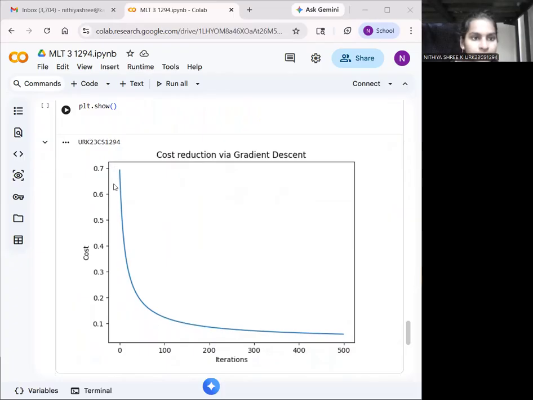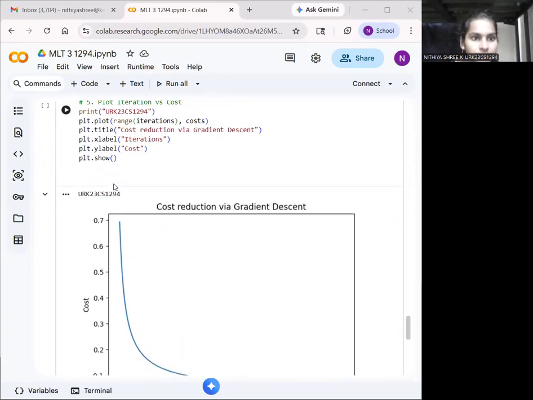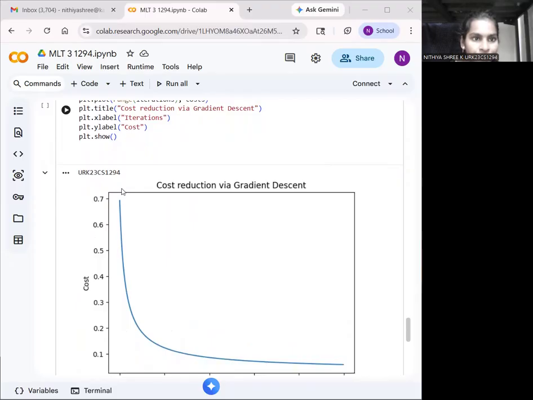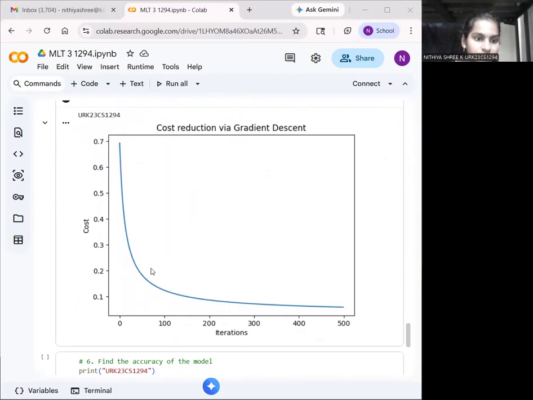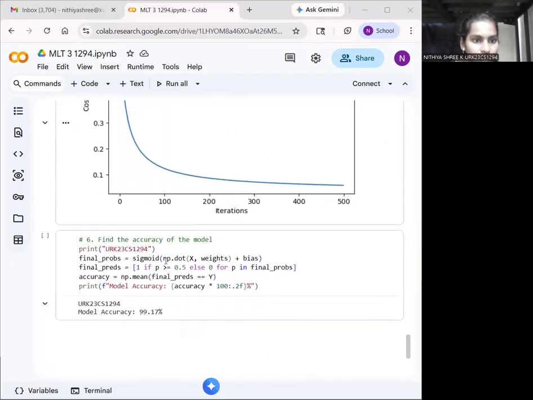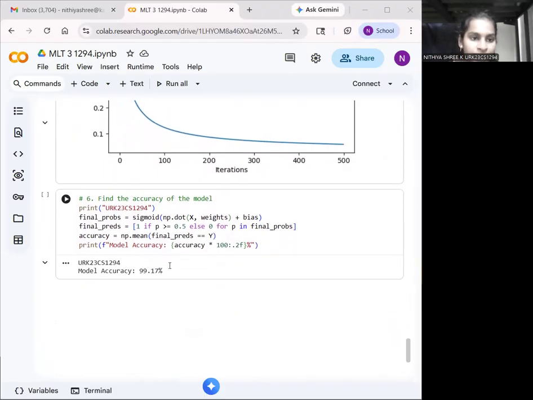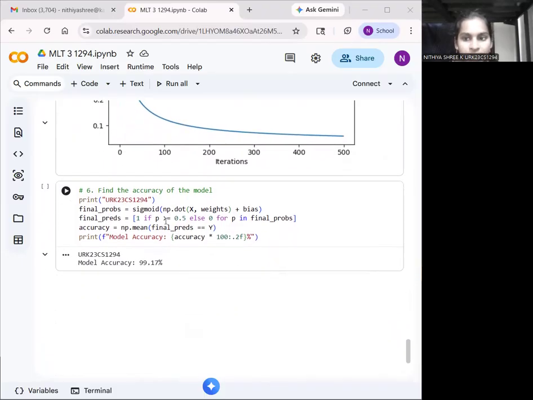This is to find the cost reduction via gradient descent. Find the accuracy of the model. Convert the probability: if it is greater than or equal to 0.5, it is 1, else it is 0. Compare the actual label to get the accuracy. Thank you.